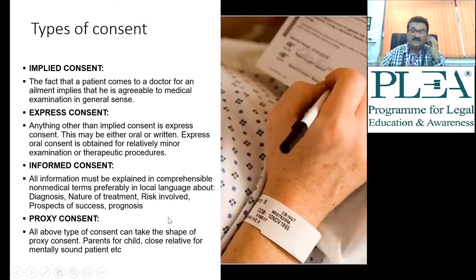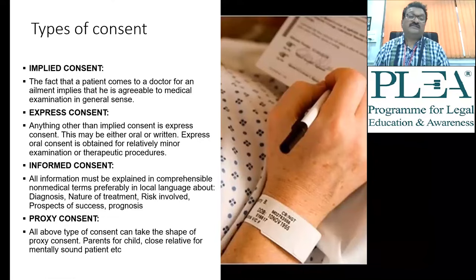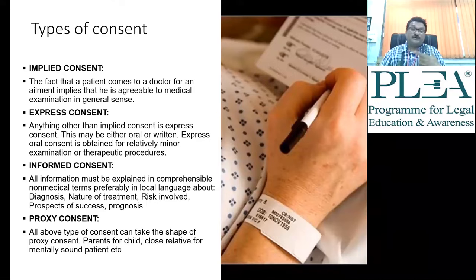Now there is something called a proxy consent. What is proxy consent? All above types of consent can take the shape of proxy consent. Now what is that? Parent for child: if we are treating some child, say less than 12 years of age, then we can take what is called a proxy consent from the legal heir of that child, that is a parent. If parent is not available, then a close relative. Or for a mentally unsound patient, what we do as per law or the administrative procedures of the hospital: if any mentally unsound patient is brought for examination, or if he comes for examination and he or she does not have any legal heir with him or her, then the hospital administrator of that clinic, of that hospital, has to provide consent for such mentally unsound patients.